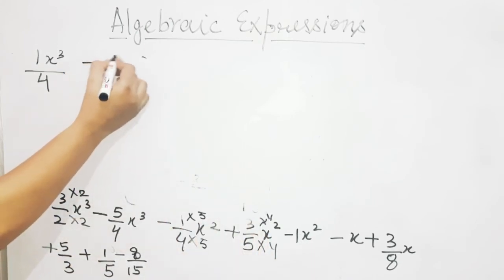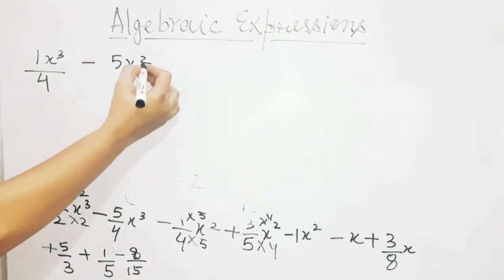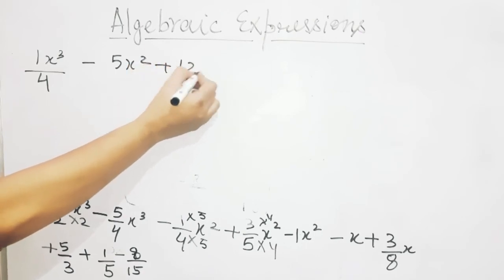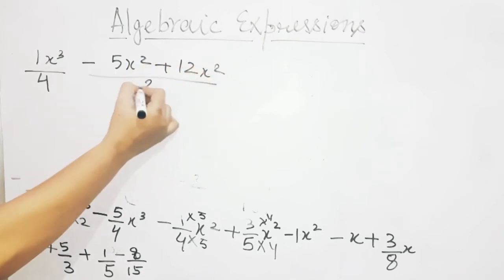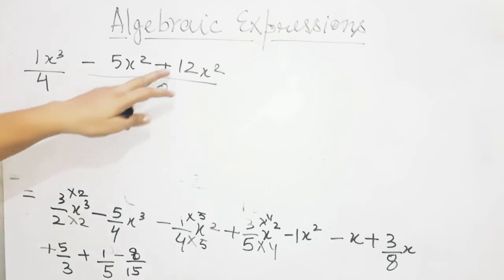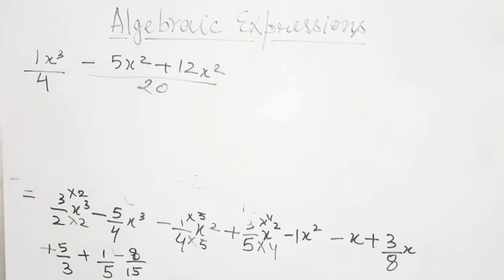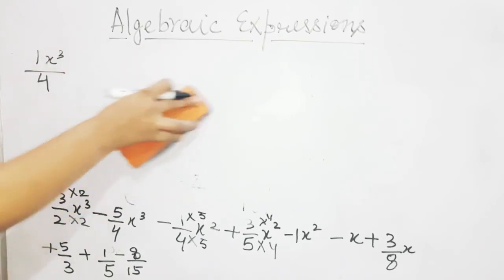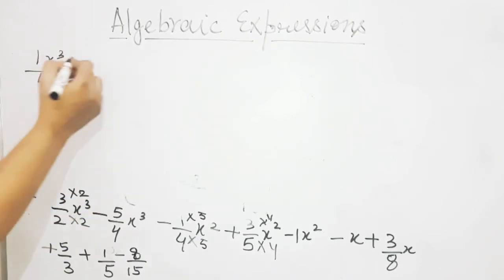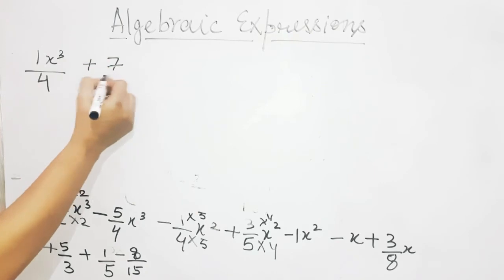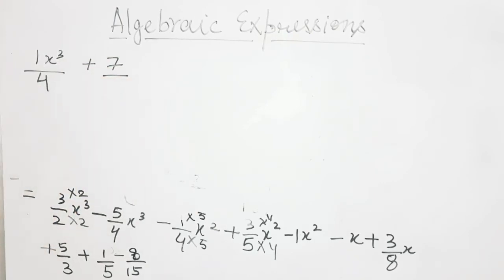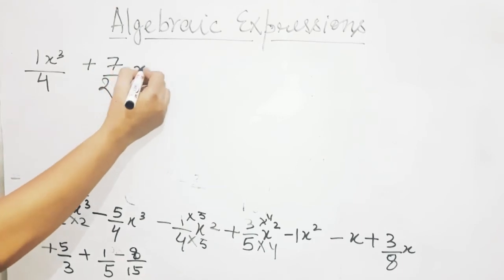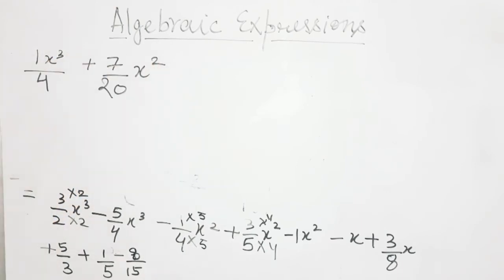So here it will be 5x square minus 5x square plus 3 4s are 12. So 12x square upon 20. Now plus minus minus and sign of the greatest number. So 12 minus 5 is 12 minus 5. Please reply to me in the comment section. Very good. It will be plus 7. Why will it be plus 7? Because 12 was the greatest number and it was having a positive sign. So 7 upon 20 x square.